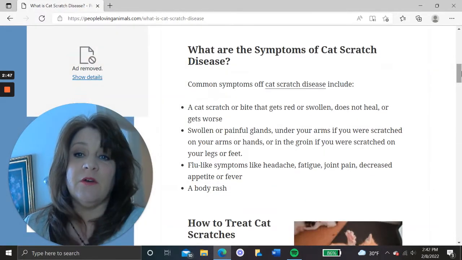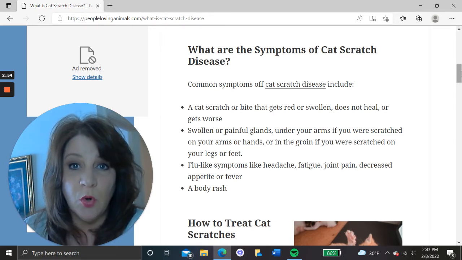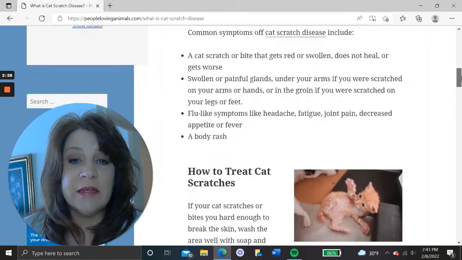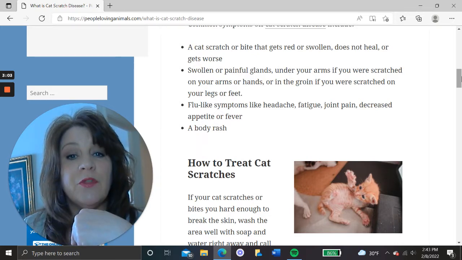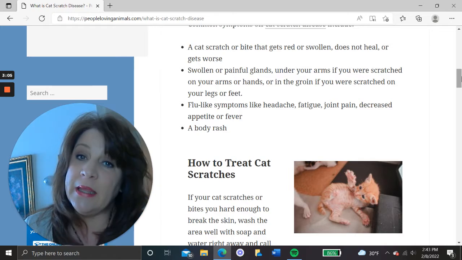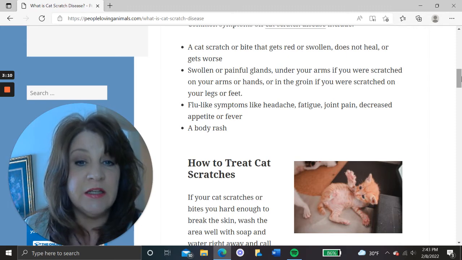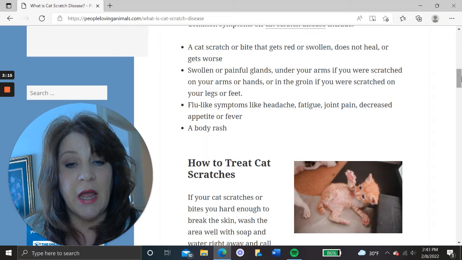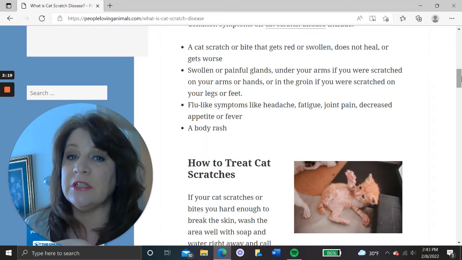What are the symptoms of cat scratch disease? Common symptoms include a cat scratch or bite that gets red or swollen, does not heal, or gets worse. Swollen or painful glands under your arms if you were scratched on your arms or your hands, or in the groin if you were scratched on your legs or on your feet. Flu-like symptoms like headache, fatigue, joint pain, decreased appetite or fever, or a body rash. Now, these symptoms can appear anywhere from 3 days to 2 weeks from the time that you got the cat scratch.